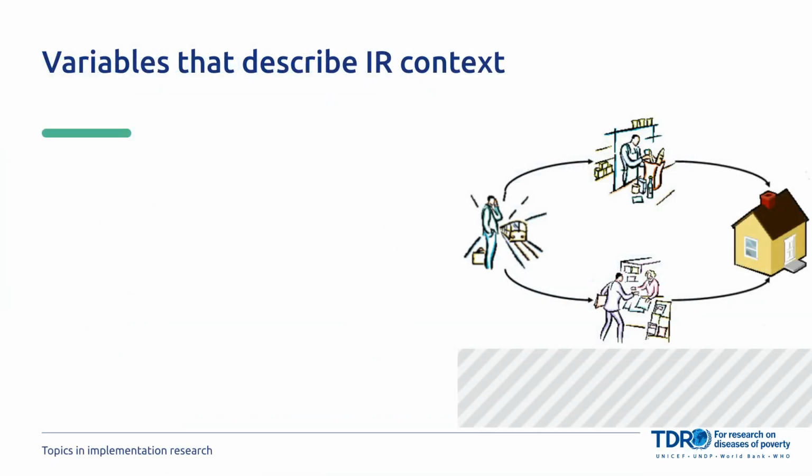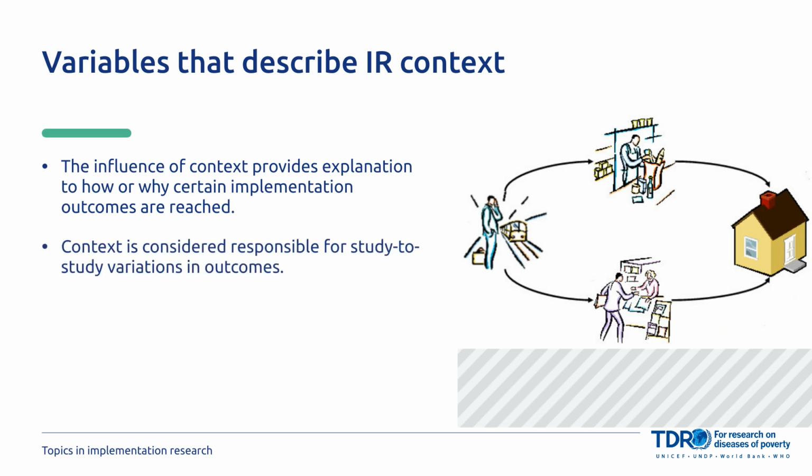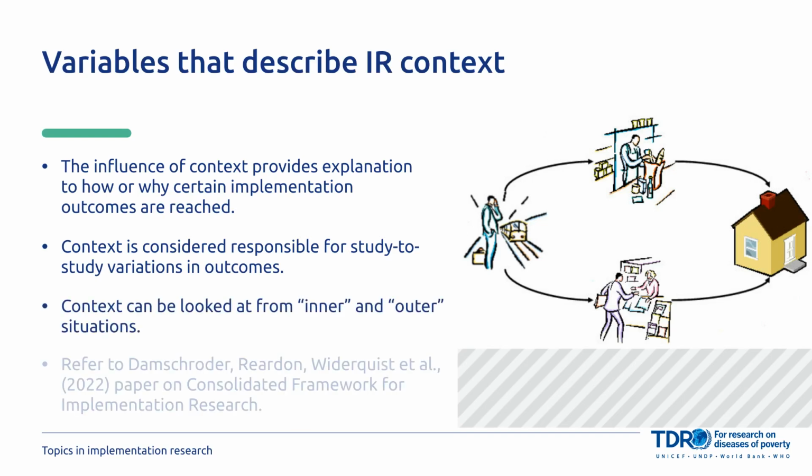Let's look at the variables that describe the context that implementation research takes place in. The term context is derived from the Latin phrase meaning to weave. Understanding what happens when an evidence-based intervention, program, method, or service is woven together with a team is important to better address implementation challenges in healthcare and other settings. The influence of context explains how or why certain implementation outcomes are reached and others are not. Context is considered responsible for study-to-study variations in outcomes and could be looked at from inner and outer contexts.